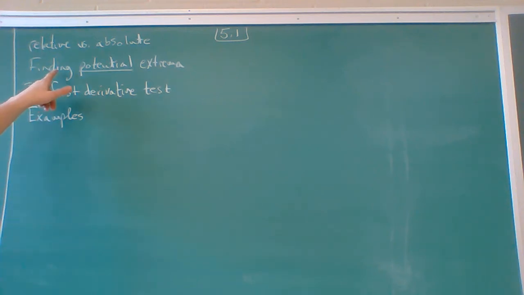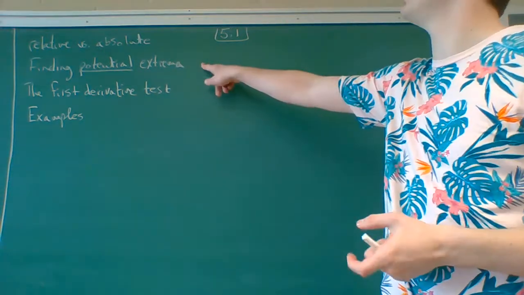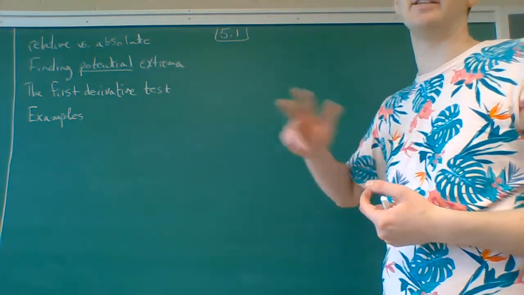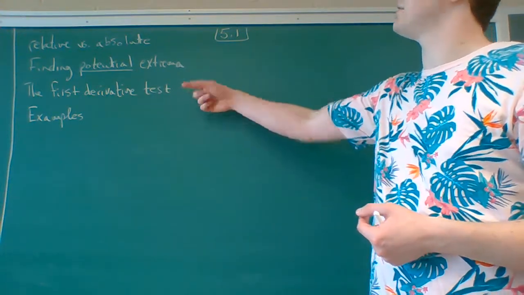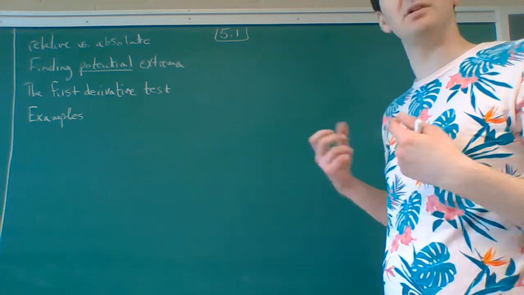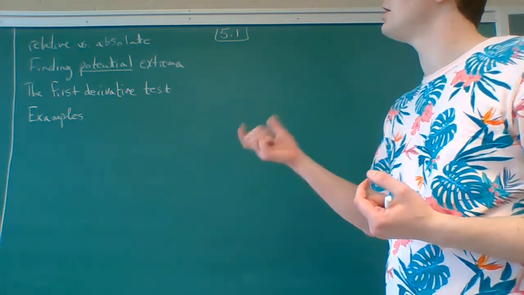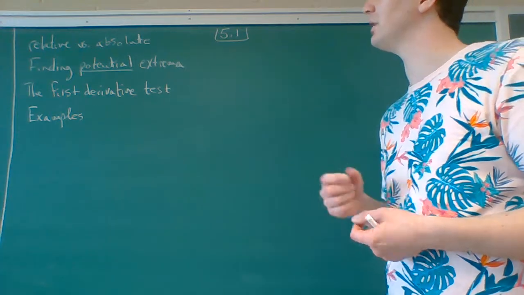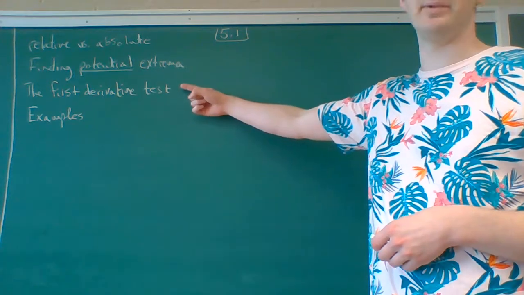I'm going to review how we find potential extrema, and then I'm going to get into the first derivative test, because one of the big issues with this section is not just finding the potential extrema, but then classifying them as max, min, relative, and absolute. And this test is going to help with that, because initially what we had to do is test the points around these potential extrema, and that's a lot of work. This is still going to be a lot of work, the first derivative test, but it's a little bit better.